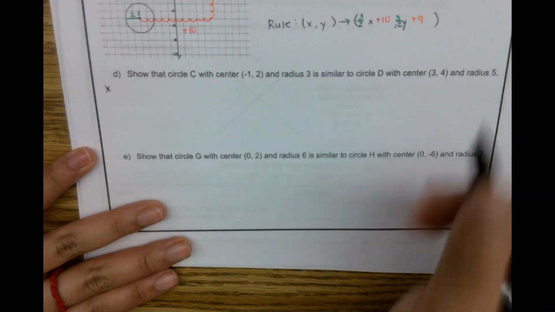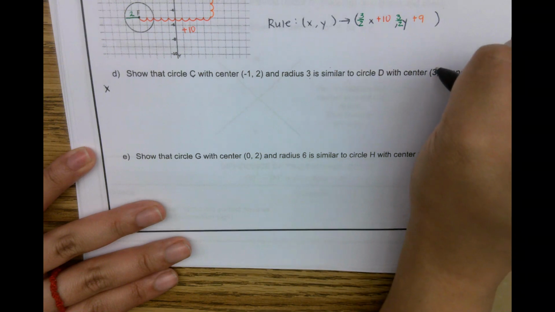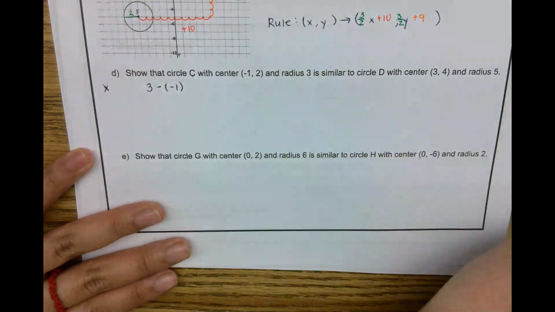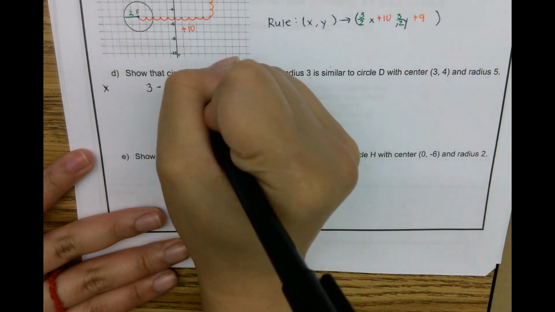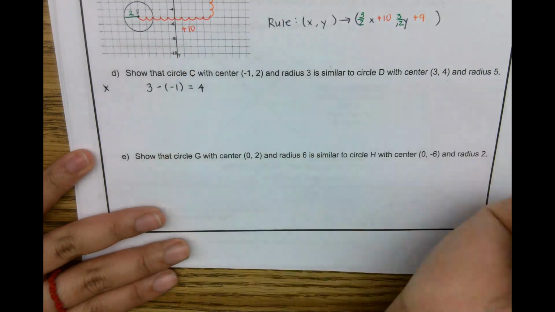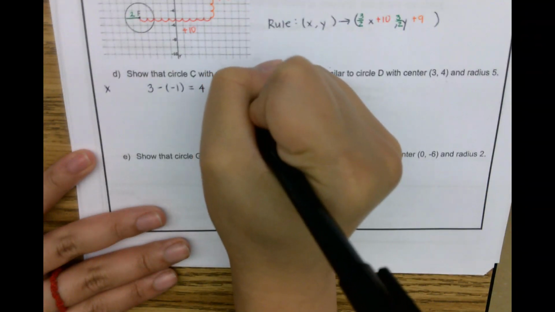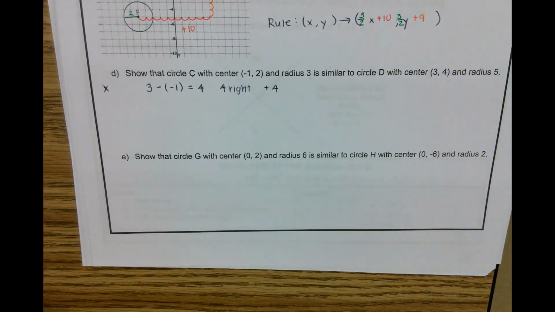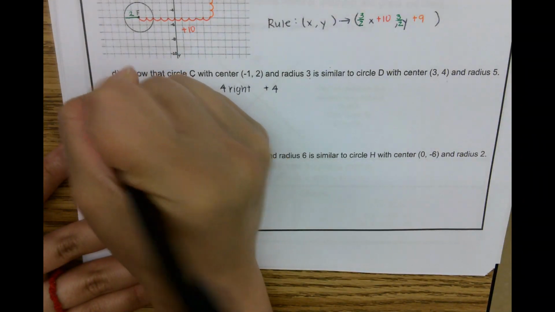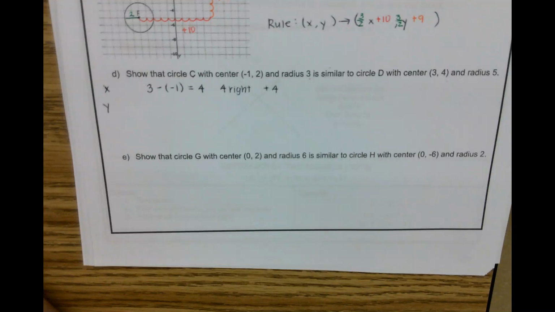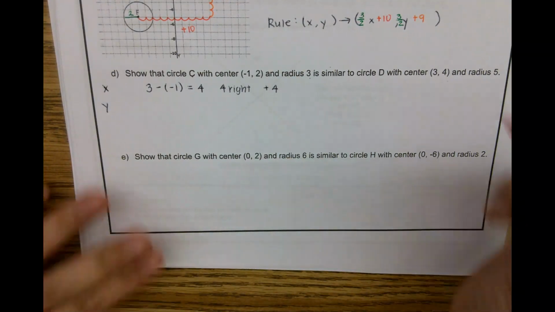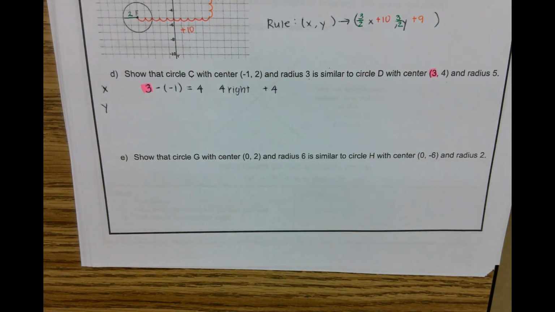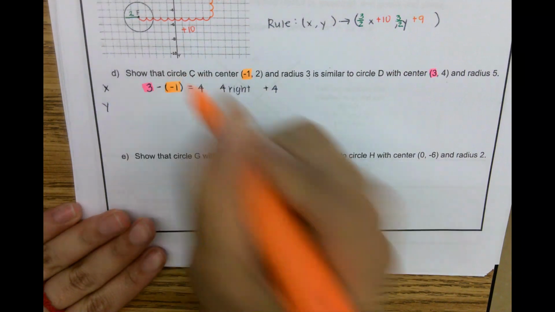So to find how it changes, I'm going to do 3 minus -1. 3 minus -1 means plus 1, so 3 plus 1 is 4. Since it's positive, it moved 4 to the right, or also known as plus 4. Let me highlight it, it might be easier when we look back at our notes. 3 minus -1 gives me 4 to the right.